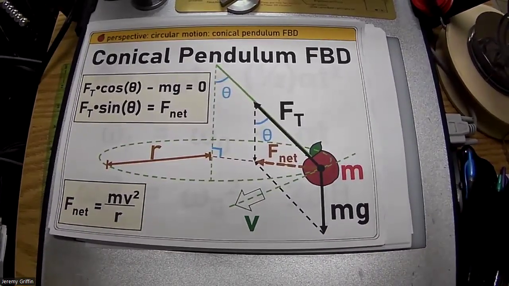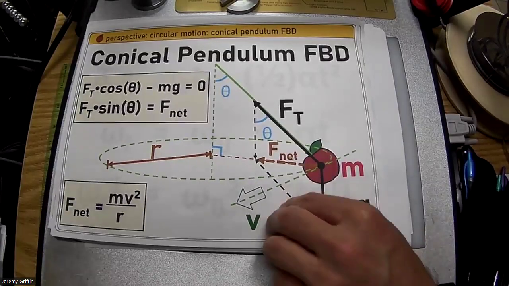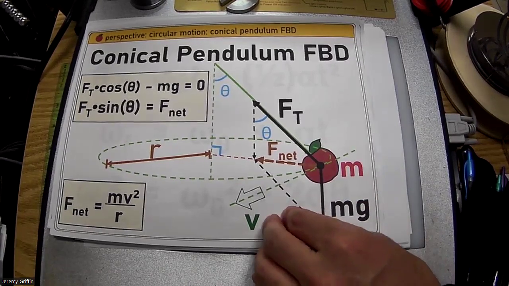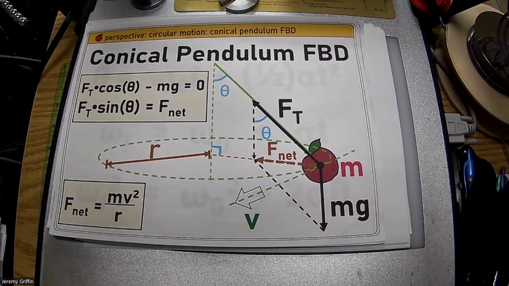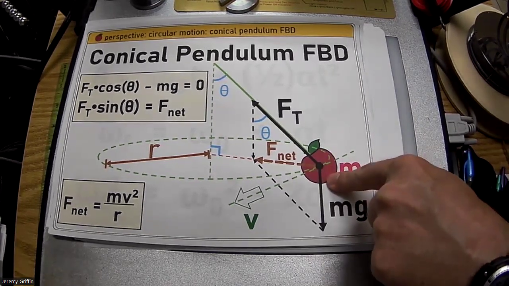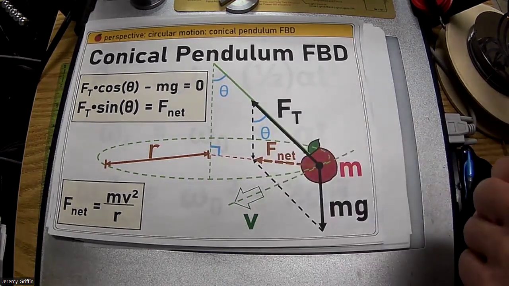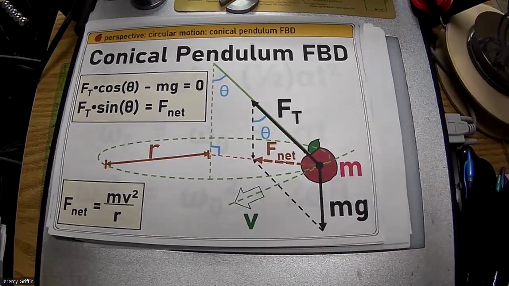So it's just going around. You could call it constant speed, constant tangential velocity. They might say, draw the free body diagram. If they ask that question, how many forces are on that object? 2. The weight straight down and the tension force up at some angle. That's the only 2 forces.